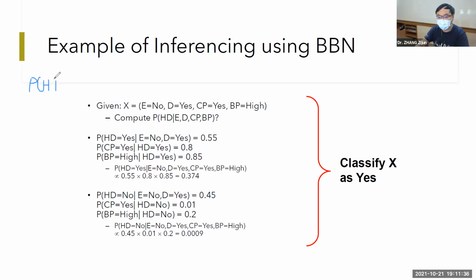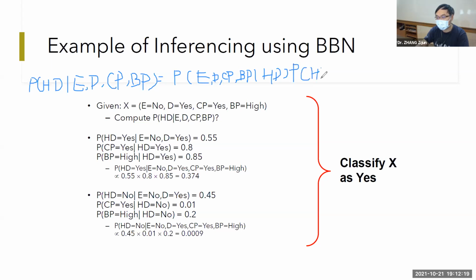So basically, we want to compute, which will be equal to P(E|H_D) multiplied by P(H_D), and divide by the probability of E, D, C, P, B, P, right?